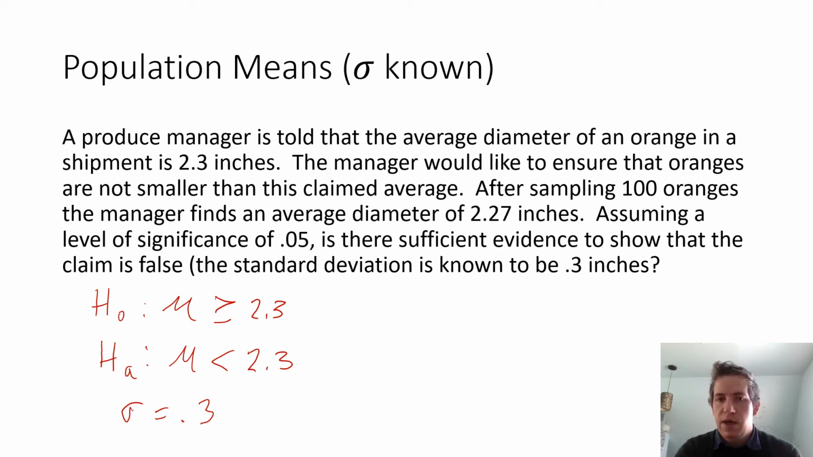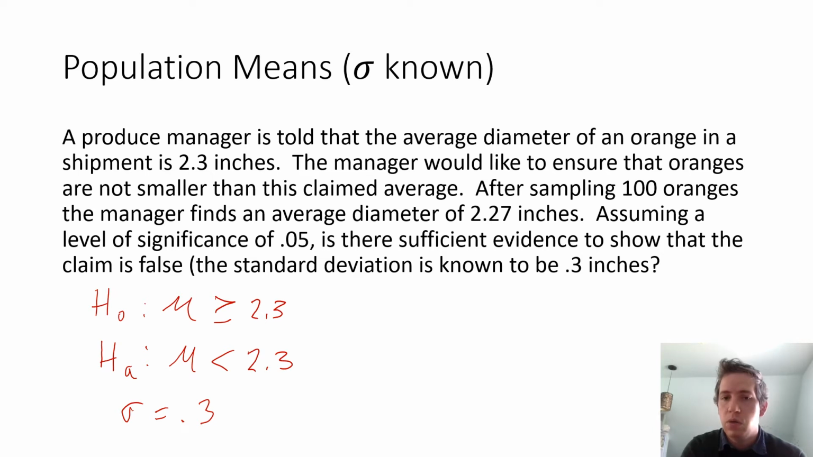And the level of significance is this idea. We were told that the average is 2.3 inches. But we took out a sample of 100 oranges, and we tested that sample and found an average of 2.27 inches. It is possible that the average size of our oranges is in fact smaller than the average size of all oranges in the shipment, assuming that the shipment is really, really large. There is a probability that we could have grabbed a sample whose average is as low as 2.27 inches.